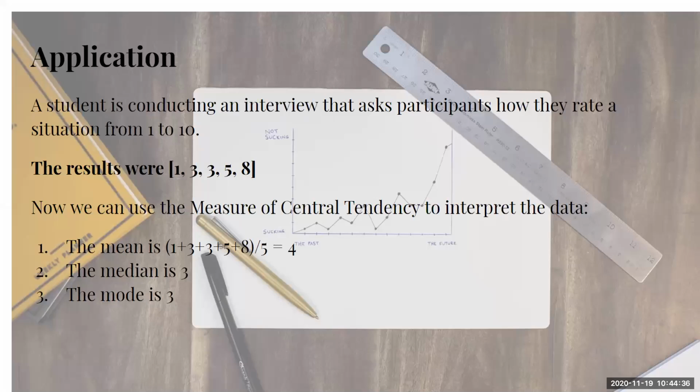Now let's apply these methods to a potential research example to see how they are used in practice. For example, if a student is to conduct an interview that asks participants how they rate a situation from 1 to 10, and let's say the results were 1, 3, 3, 5, and 8. Now we can use this measure of central tendency to interpret the data. The first one is the mean, which would be 1 plus 3 plus 3 plus 5 plus 8 divided by 5 is 4. And the median, or the number in the middle, as we see here, is 3. And the mode, or the most occurring number in this set of data, is also 3.